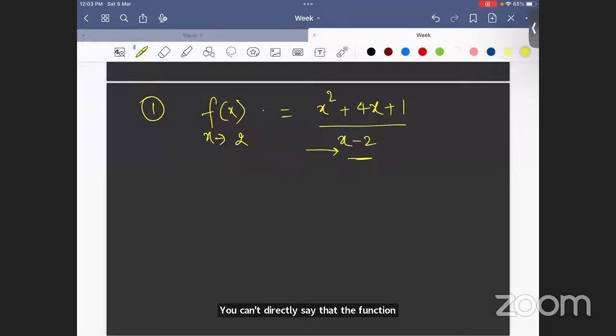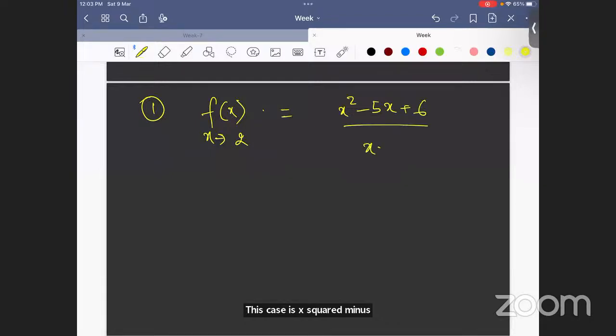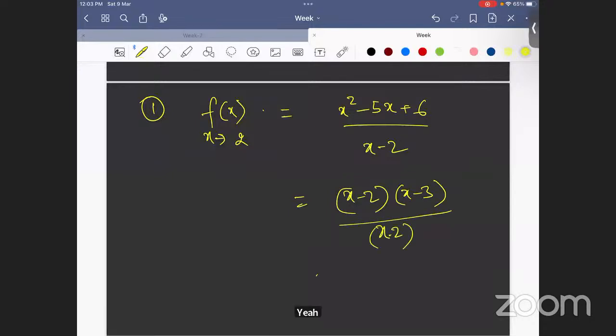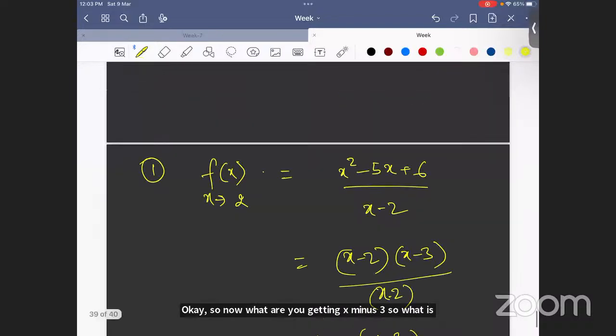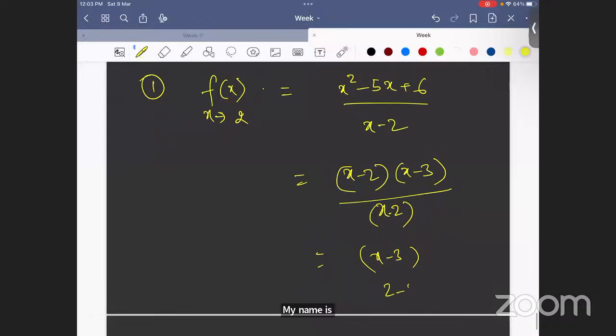You can get some other thing. Okay, I'll just simplify this case. This case is x square minus 5x plus 6, where you can factorize it. Can you tell me what should be the limit value for this case? Can you factorize it like x minus 2 and x minus 3? Okay, so now what are you getting? x minus 3. So what is the limit you are getting? Minus 1. Now you can put it directly. There are other methods also.